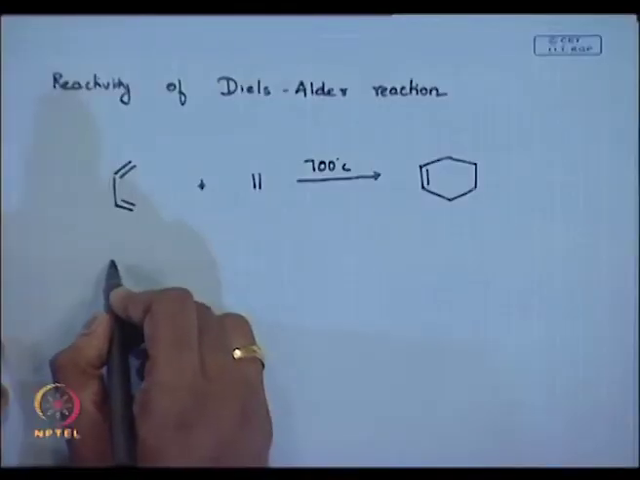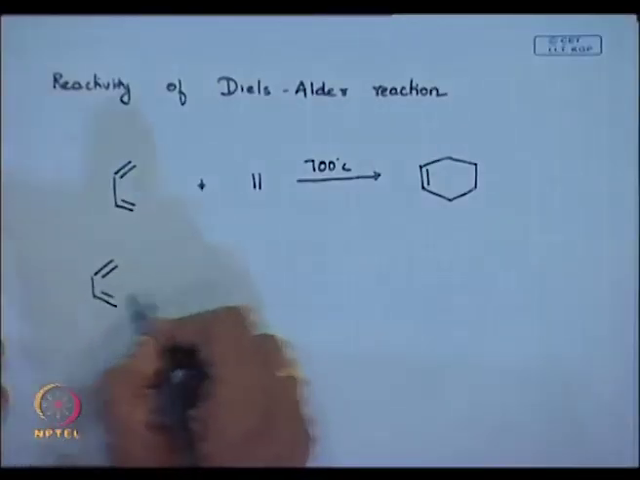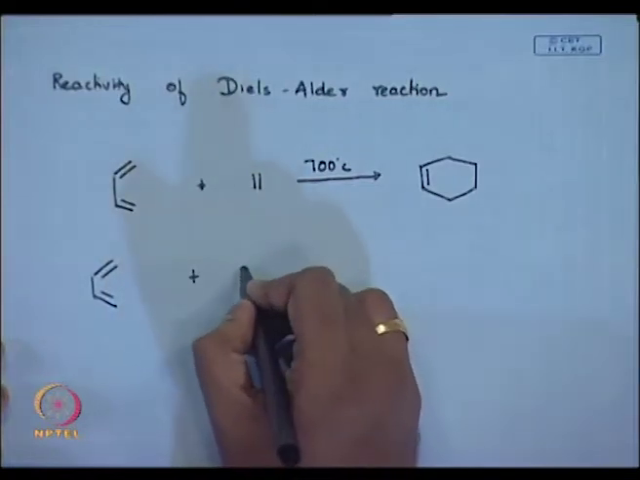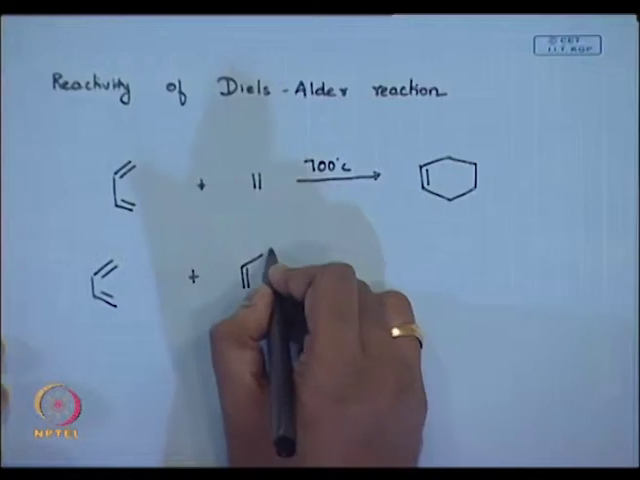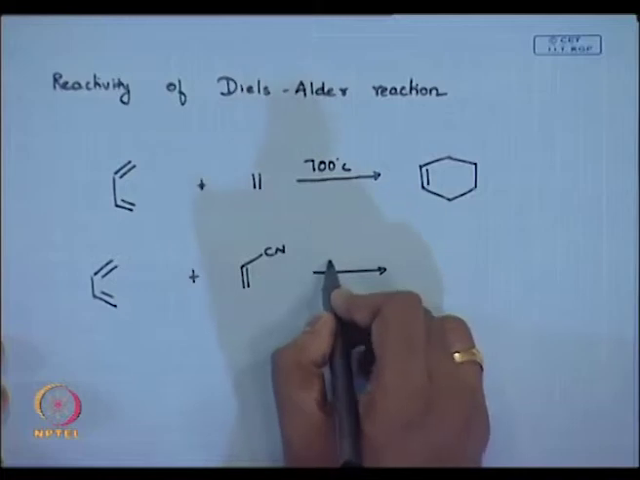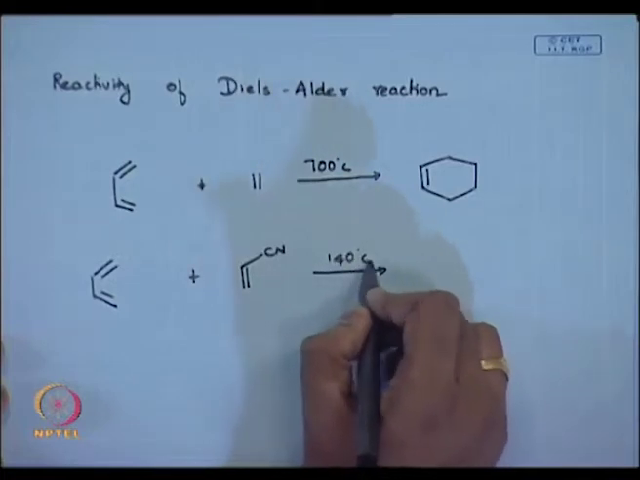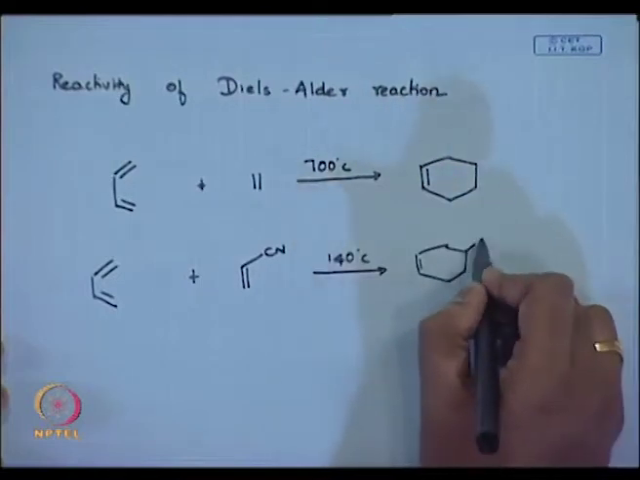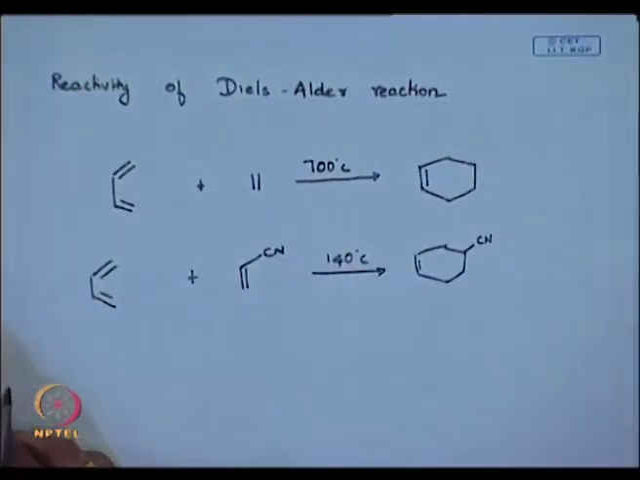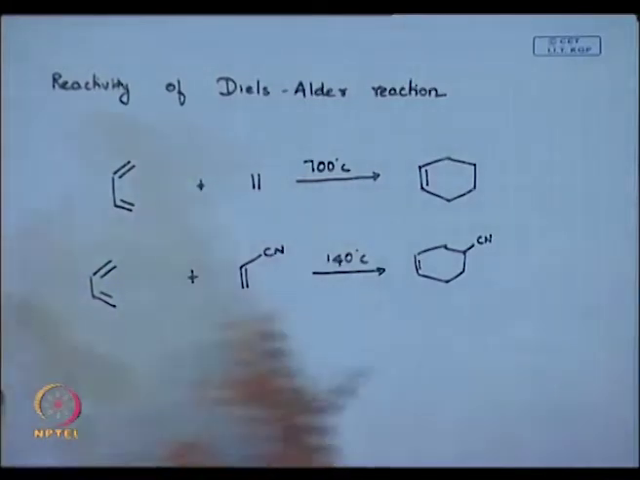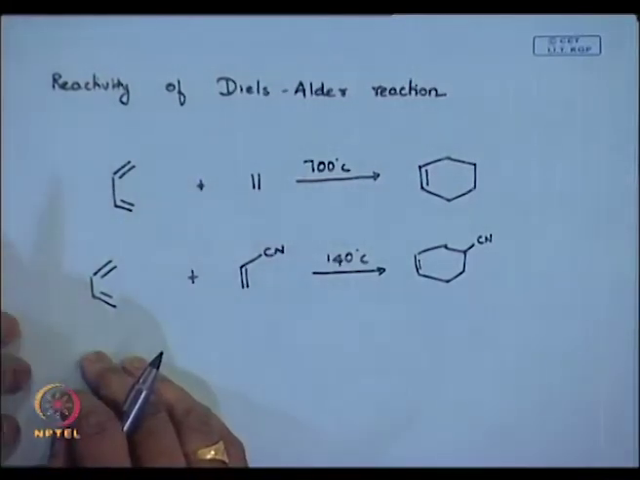But if I take my butadiene and make my alkene more electron poor, by attaching an electron withdrawing group like cyano, you see the reaction in 140 degrees Celsius, I get the same product. See, there is a rapid, tremendous decrease in temperature. Initially it was 700 degrees Celsius, now the reaction goes in only 140 degrees Celsius.